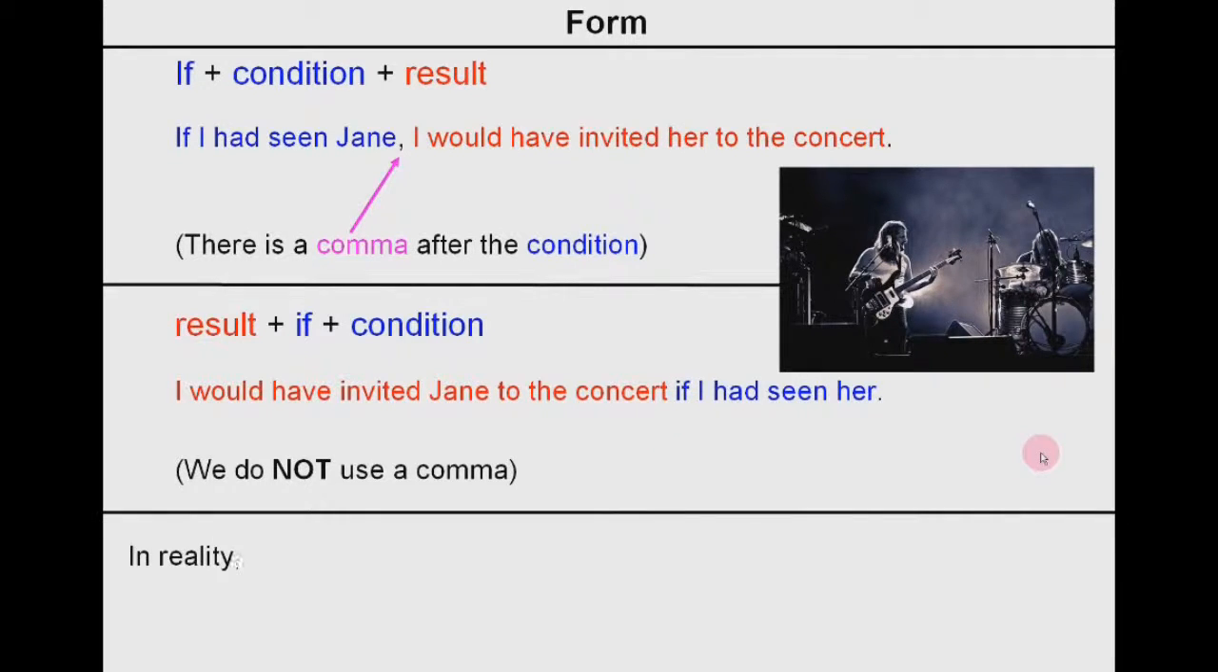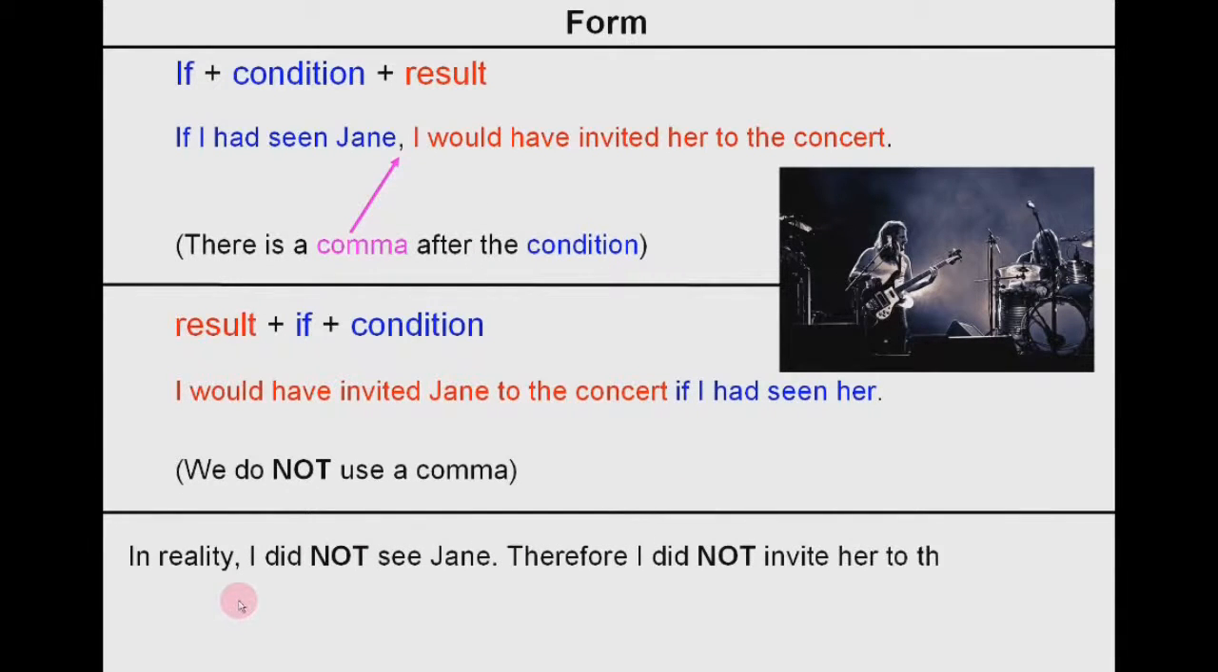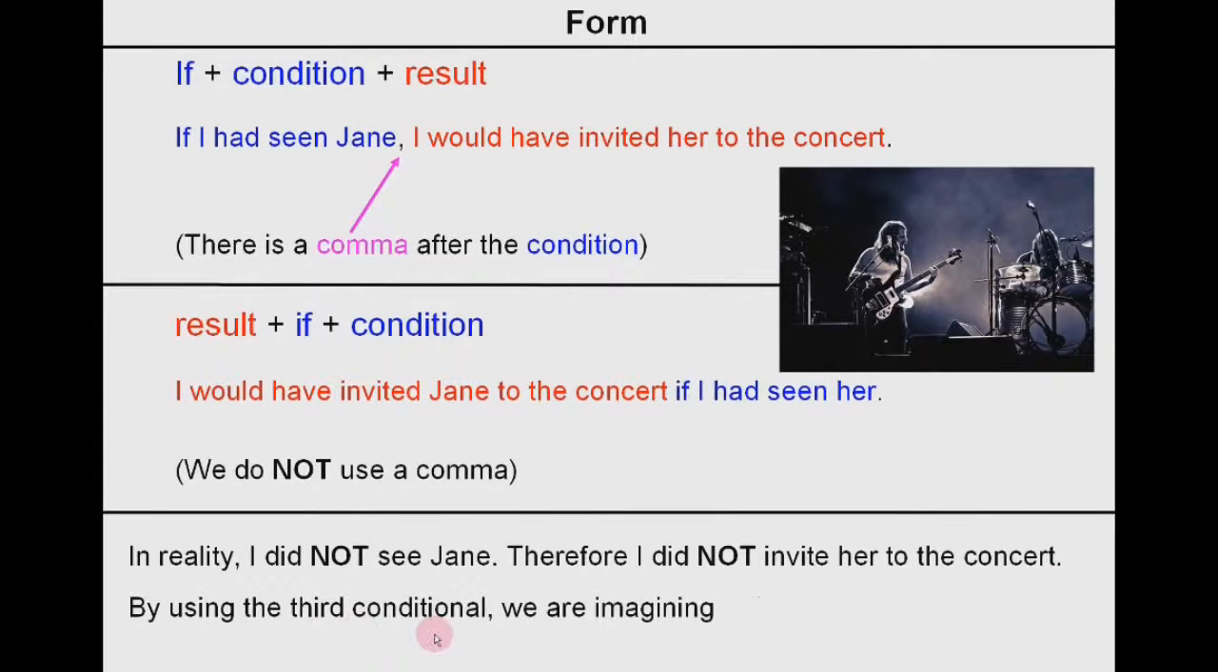Okay? And so, for the meaning of this example, the meaning is, well, in reality, unfortunately, I did not see Jane, therefore I did not invite her to the concert. But by using the third conditional, we are imagining a different past. I am imagining what I would have done if I had seen Jane.